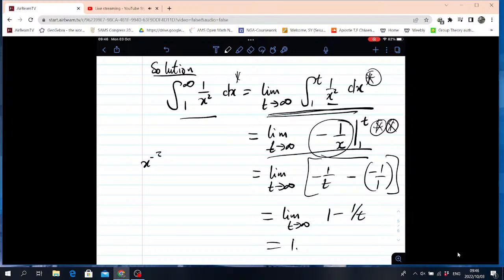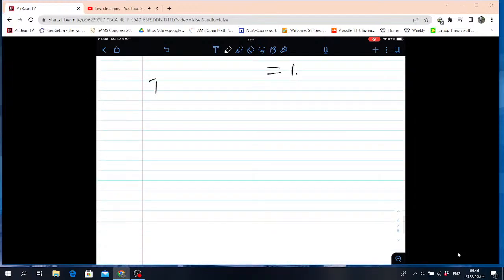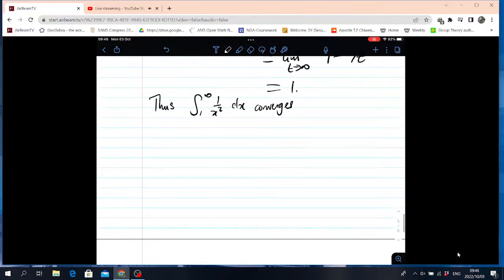All right, so that's how we do that. So therefore, we can say that's number 1. The integral converges, and its value is 1, right? And the value is 1.